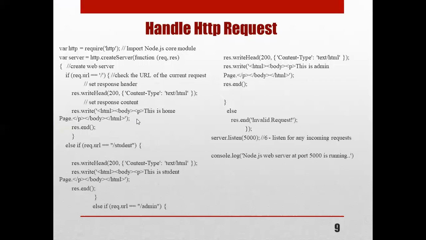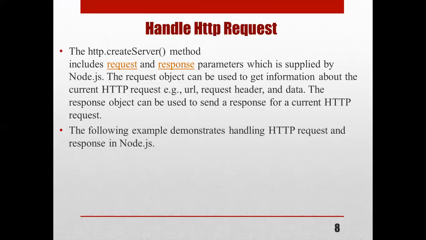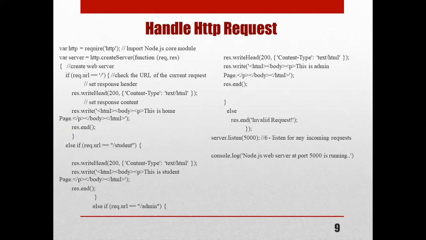Here there is one example of how to handle the HTTP request and response in Node.js. Here you can see we have taken one variable, http, and we are importing the Node.js core module by using the require function. Then we have written one variable as server, and by using the createServer method from the http core module, http.createServer, we have written a function with the parameters request and response, and now we are going to create a web server.